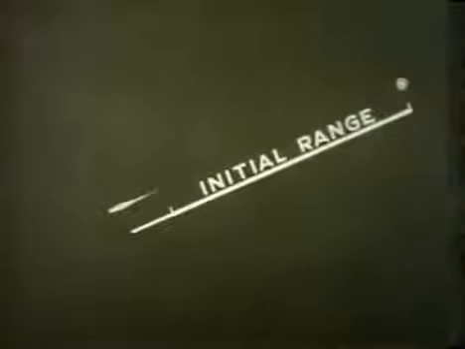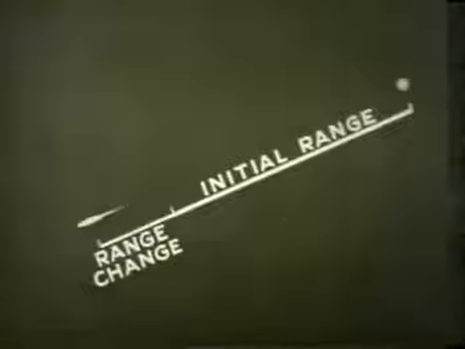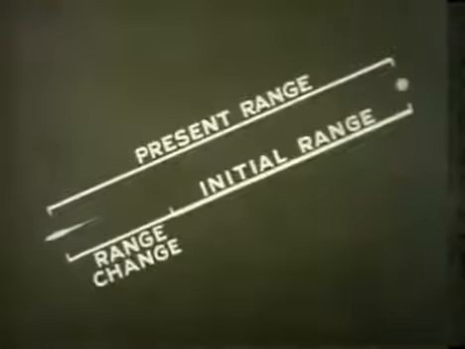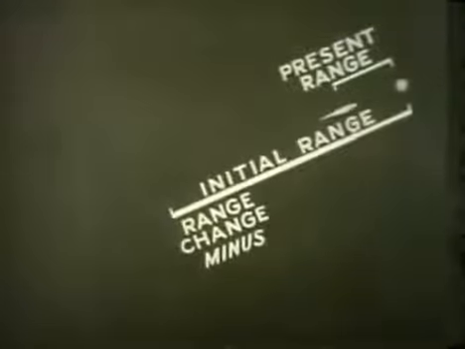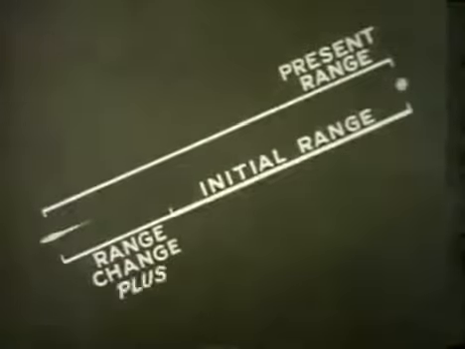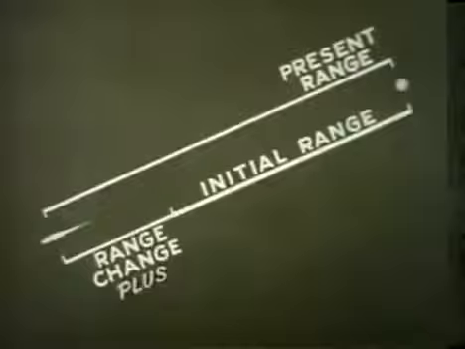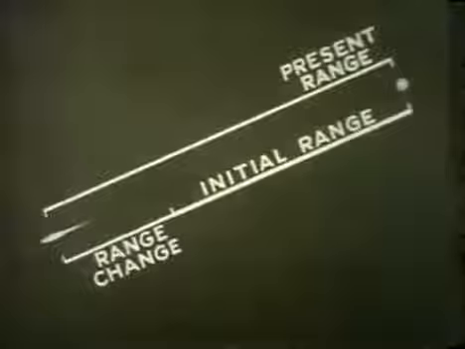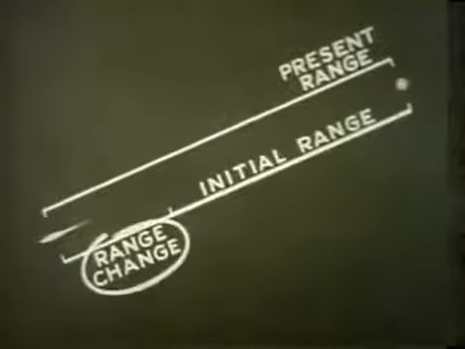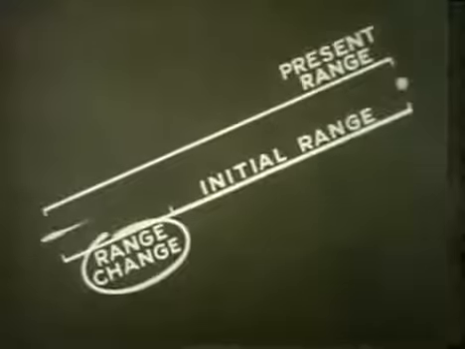At any moment, the sum of range change and initial range is present range. If own-ship is moving toward the target, present range is obtained by subtracting range change from initial range. In this case, range change is a minus quantity. In the other case, a plus quantity. Present range, then, is the algebraic sum of initial range and range change. A disk integrator computes range change. So let's examine this part of the range-keeping problem.